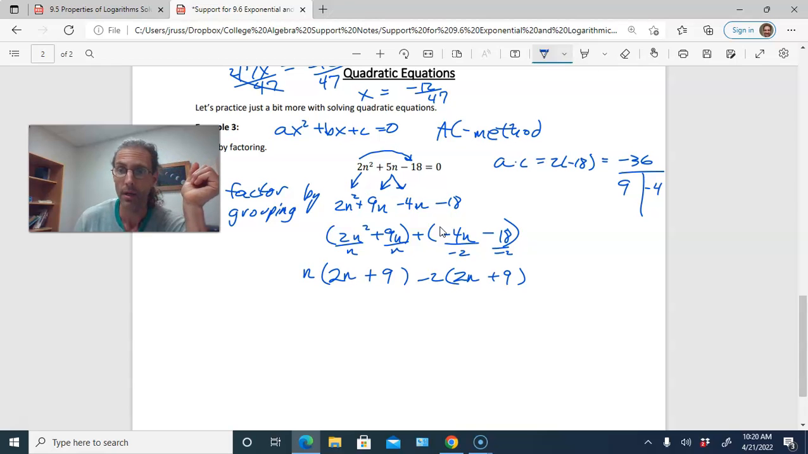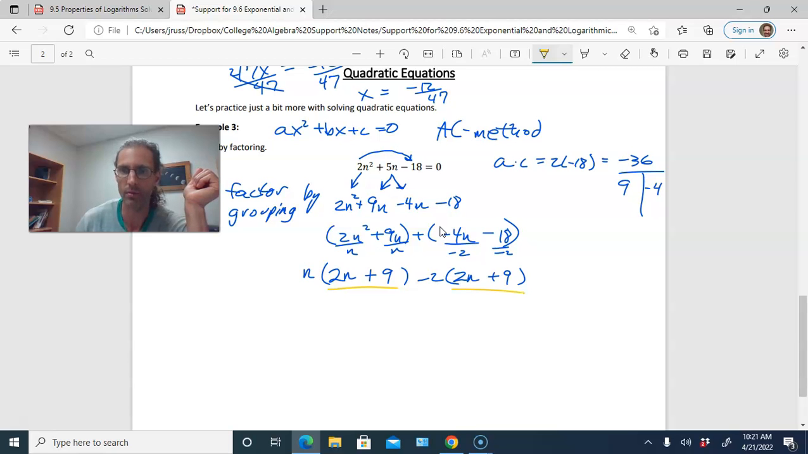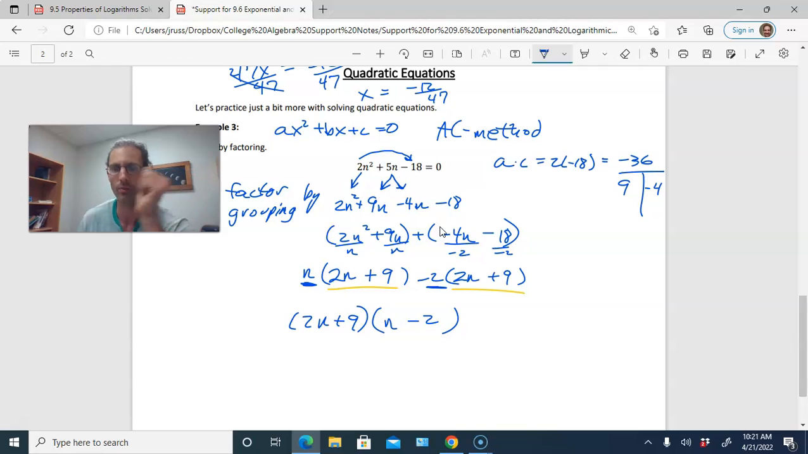So now we've got a common factor of 2n plus 9 in both of those terms. So then we factor that out. That essentially becomes our new GCF. And we plug in this second set of parentheses, whatever's left over. So in this case, it's going to be an n and a minus 2. Okay. And so this is the AC method that involves factor by grouping. So I've got it factored. My last step with these quadratic equations, if you can factor them, you could also have solved this using the quadratic formula. That would work equally as well.